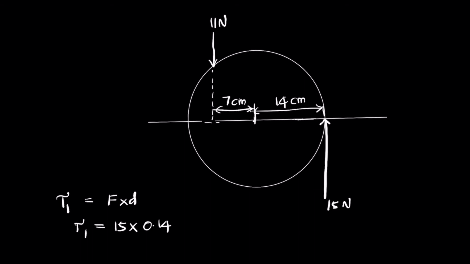So this here is a positive torque. Now let's take into consideration torque 2. Torque 2 again is F times D. F here is 11 Newton times 7 centimeters, which can be written as 0.07. Now we need to know whether this is going to be counterclockwise or clockwise. Notice that here this force also turns it counterclockwise, so this is also positive.